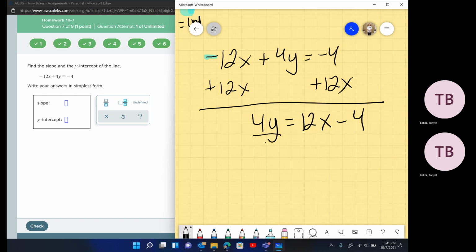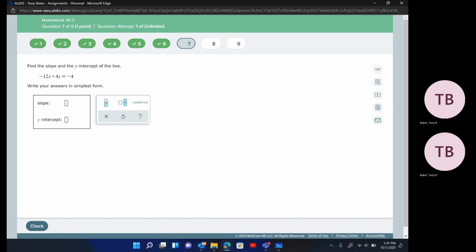Now we're going to divide everything by 4. So y equals, this one, you do have to simplify the fractions. It wants it in simplest form. So 12 divided by 4 is 3, and 4 divided by 4 is 1. So now my slope is 3, and my y-intercept is -1.